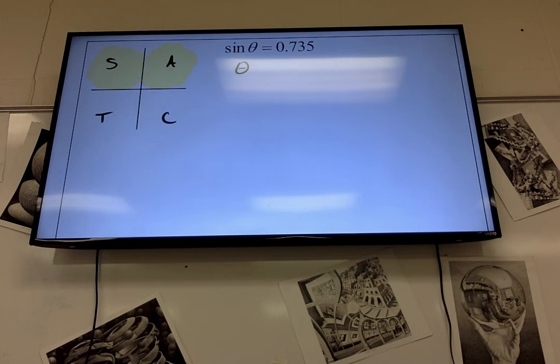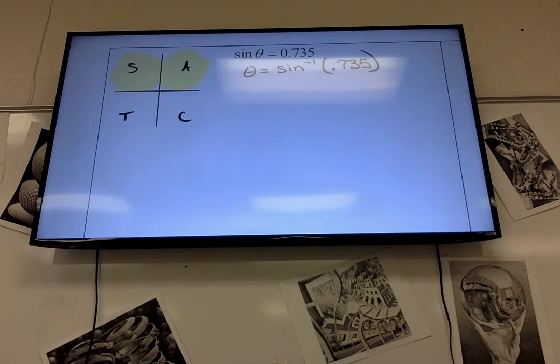So to find theta, we're going to do the inverse sine. And this is where you need the calculator, because it's not on our unit circle, I can't go look for 0.735. I'm going to have to use my calculator. Make sure your calculator's in degrees. And we want it to 3 decimal places always. Hopefully y'all got 47.307.